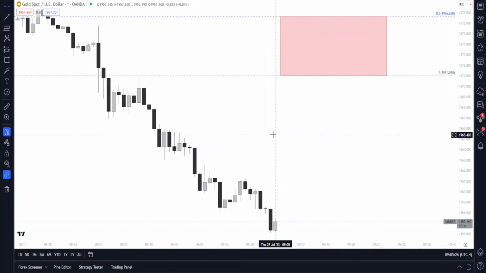Could we get an engulfing? If we don't get an engulfing in the next, we'll say like 3 minutes, I'm gonna end the stream off. Maybe we could get it right here. No.